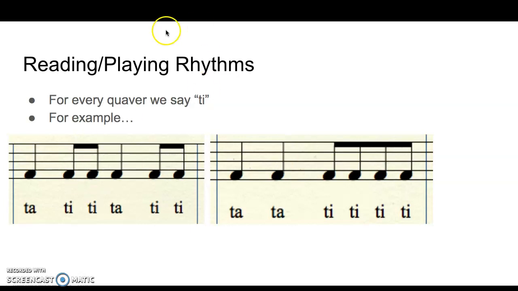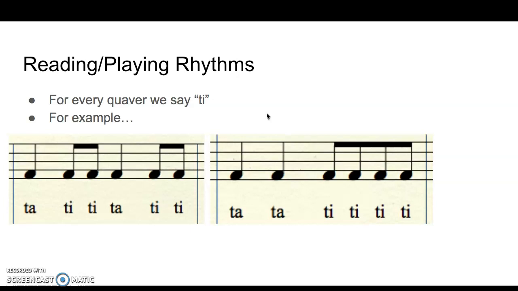I'm looking at the example on the left. I'm going to give you a 1 bar count in, so you're going to hear 4 beeps, and then I'm going to say the first rhythm. Ta, ti, ti, ta, ti, ti. And I'm going to clap that now, so I'll get a 1 bar count in again. Ta, ti, ti, ta, ti, ti.